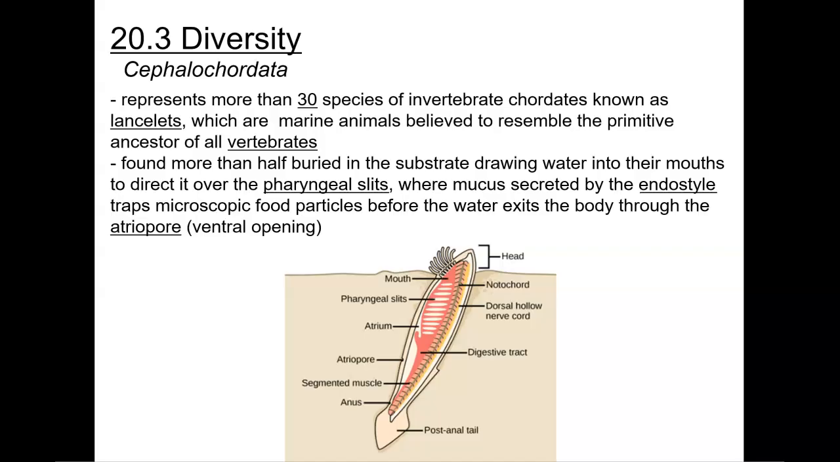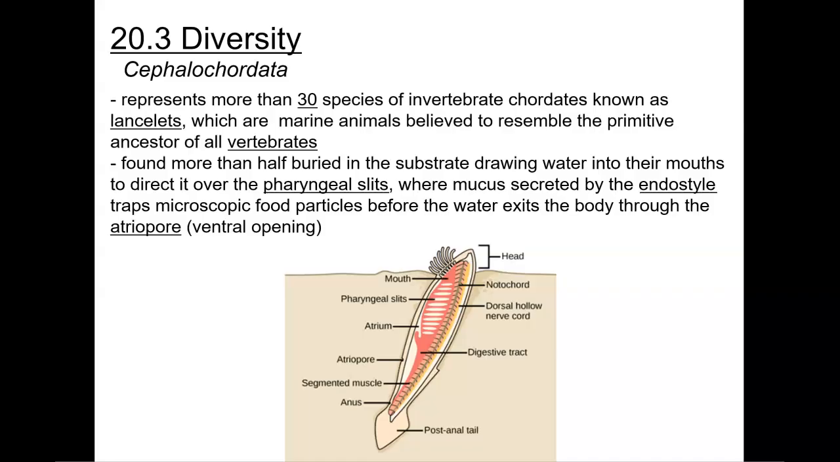The Cephalochordata, remember, cephal means head. Chordata means it has a notochord or spinal cord. This is going to represent more than 30 species of invertebrate chordates known as lancelets, which are going to be marine animals that are believed to resemble a primitive ancestor of all vertebrates.